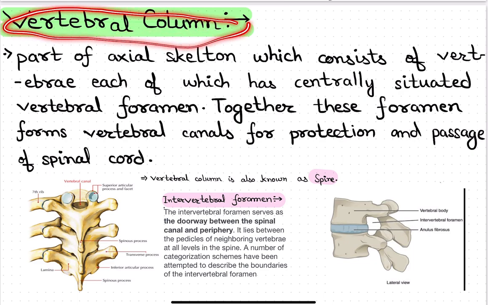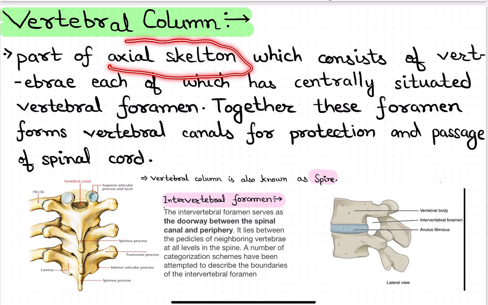Vertebral column is a part of axial skeleton. In axial skeleton, we have ribs, sternum, skull and vertebral column. All the structures except axial skeleton constitute appendicular skeleton. Now this vertebral column consists of bones which are known as vertebra.